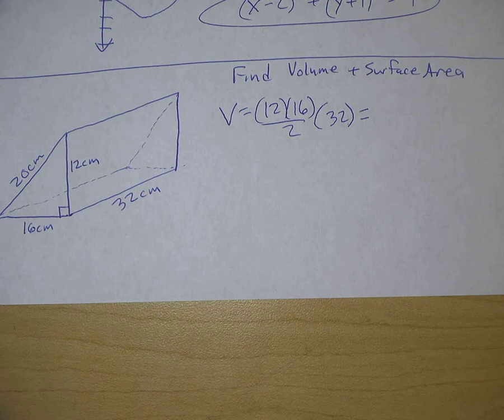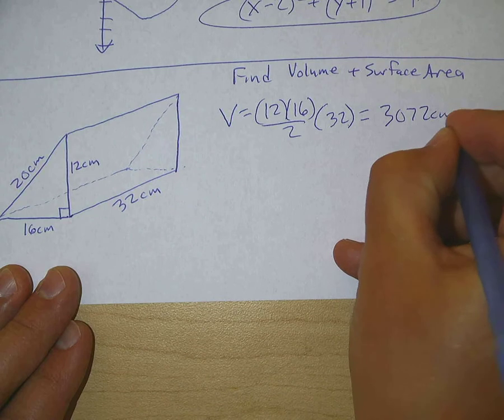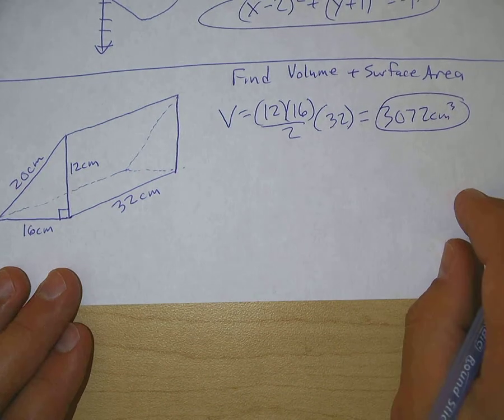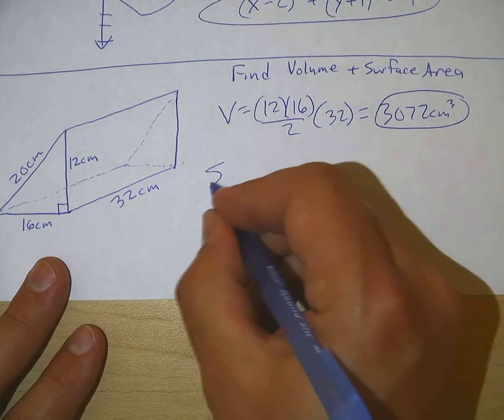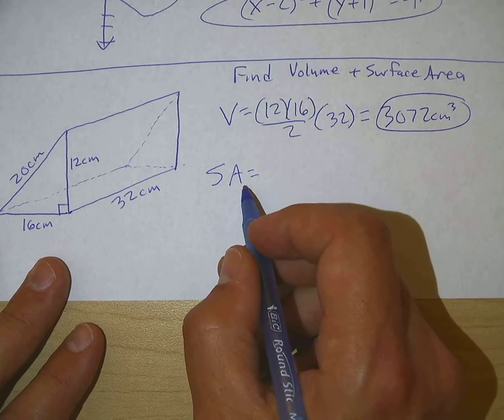So let's check what that is. 12 times 16 divided by 2 times 32, and you get about 3,072 cubic centimeters. All right, and surface area. Surface area is the area of all the faces.